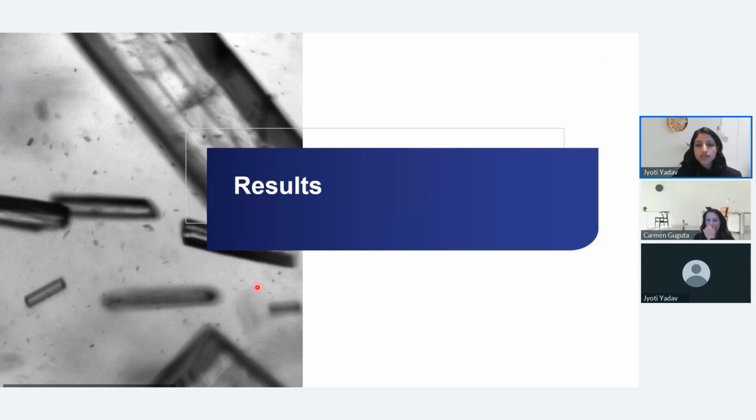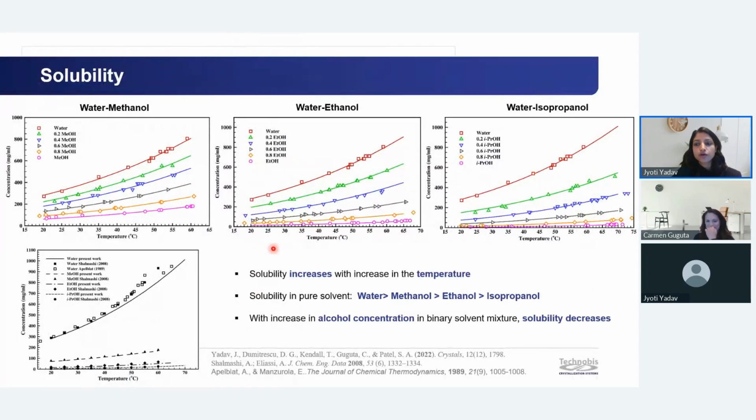Then coming to results, these are the solubility curves for 3 different solvent systems determined using Crystal 16 experiments. It is noticeable that the solubility increases with increase in temperature for all solvent systems. And this is the comparison of solubility in pure solvents with literature data. From this graph, it is evident that ascorbic acid has high solubility in water, followed by methanol, ethanol, and isopropanol, because ascorbic acid is a polar molecule, and therefore it has high solubility in highly polar solvents like water, followed by methanol, ethanol, and isopropanol.